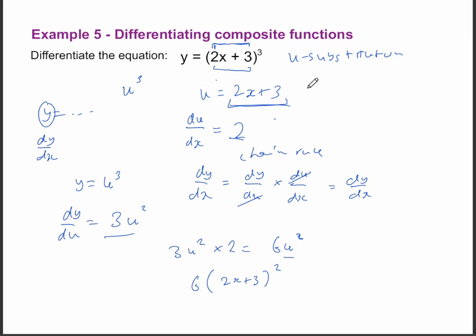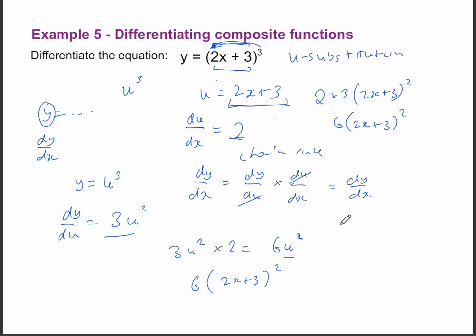Then you take that derivative of the inside of the bracket, take it outside, 2, then do the same thing you would do normally. So take 3 to the front, multiply by 3. Then you have your same 2x + 3 inside the bracket, and the power will reduce by 1, so it will become squared. That will give you 6(2x + 3)^2.